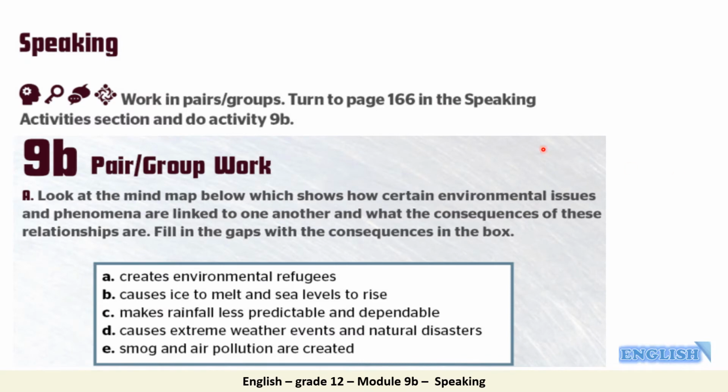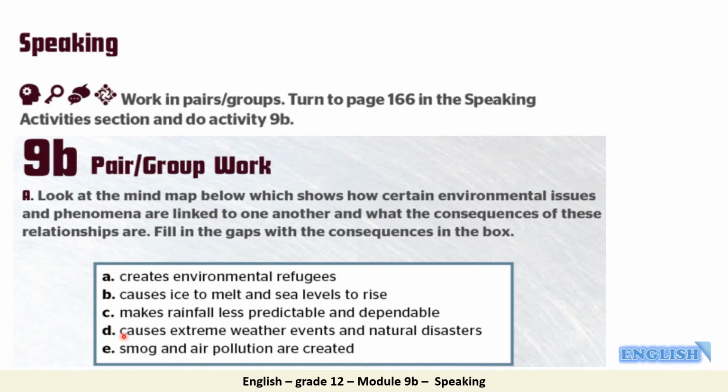Now you are asked to work in pairs or in groups. Turn to page 166 in the speaking activities section and do activity 9b. Let's read the question together. Look at the mind map below, which shows how certain environmental issues and phenomena are linked to one another and what the consequences of these relationships are. Fill in the gaps with the consequences in the box.